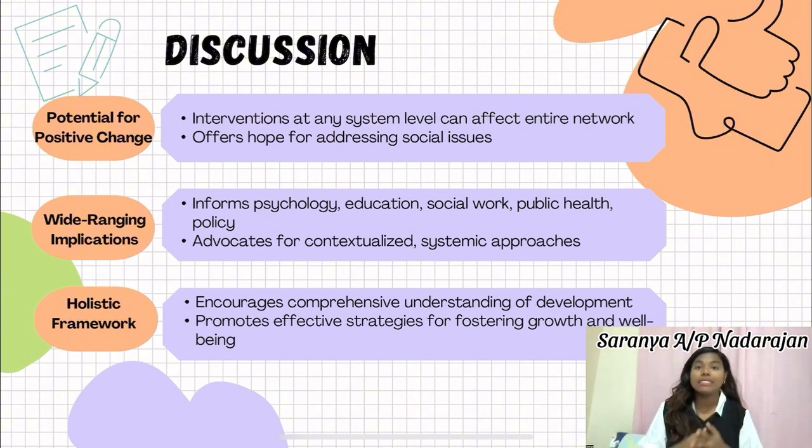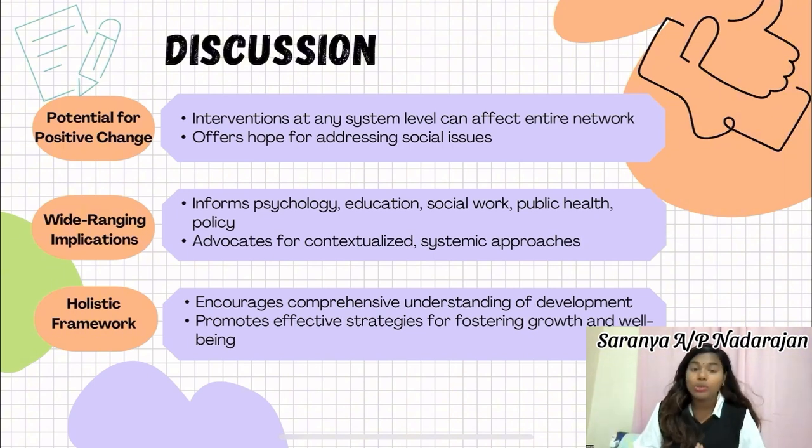The theory highlights that interventions at any level of this system can create ripple effects throughout the entire ecological network. This means strategic actions can lead to significant improvements in both individual and community outcomes. Next, implications for practice. This theory has profound implications for fields like developmental psychology, education, social work, public health, and policymaking. It advocates for approaches that consider multiple levels of influence simultaneously.